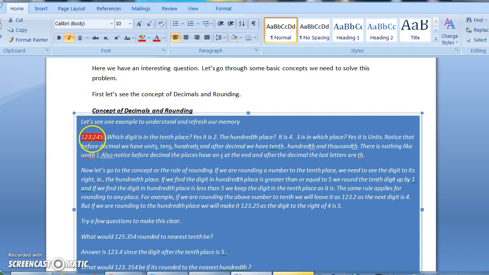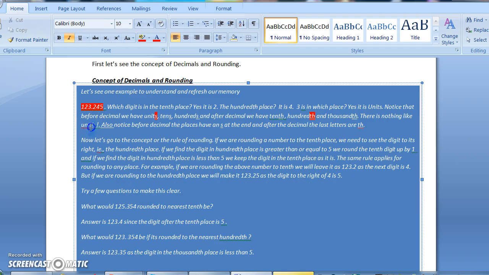So notice, before the decimal we have units, tens, hundreds, and after the decimal we have the tenths, then the hundredths, and then the thousandths. Notice here, as I'm highlighting, after the decimal the ending letters are TH, while before the decimal the ending letter is S. Also remember, there's nothing called the unit place. Great. So now we know the decimal places.